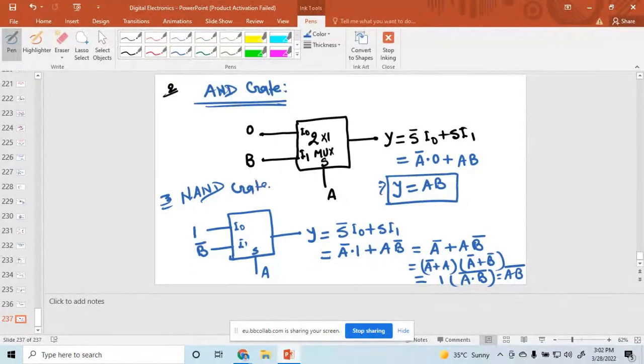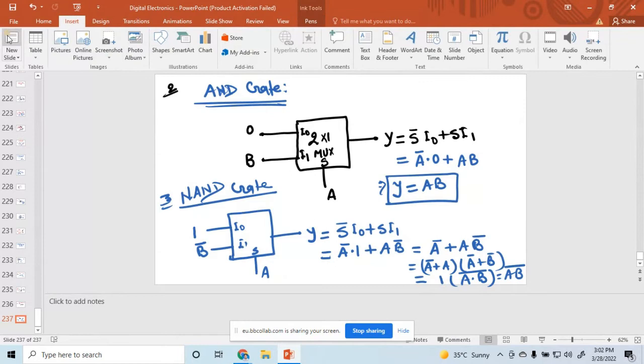NAND gate. So a mux can be used to design an AND gate, NOT gate, OR gate, XOR gate, half adder, full adder, half subtractor, full subtractor. That's why this mux is called a universal logic gate.